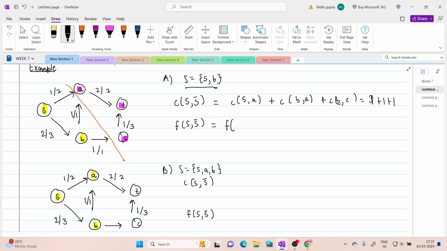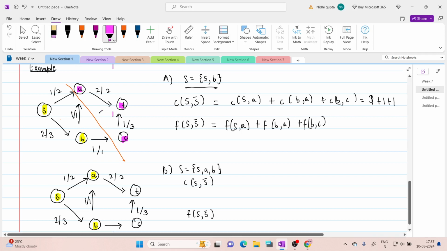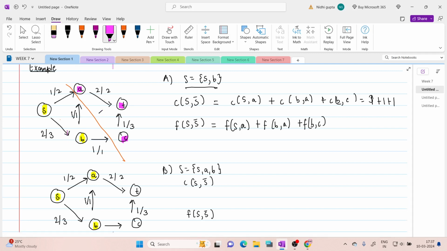So first of all we take all these edges which are going out of S, which is F_SA plus F_BA plus F_BC. But when we are computing net flow, we also have to look for edges which are going like this, basically from S bar to S. So are there any edges which are going from S bar to S? No, there is no such edge.